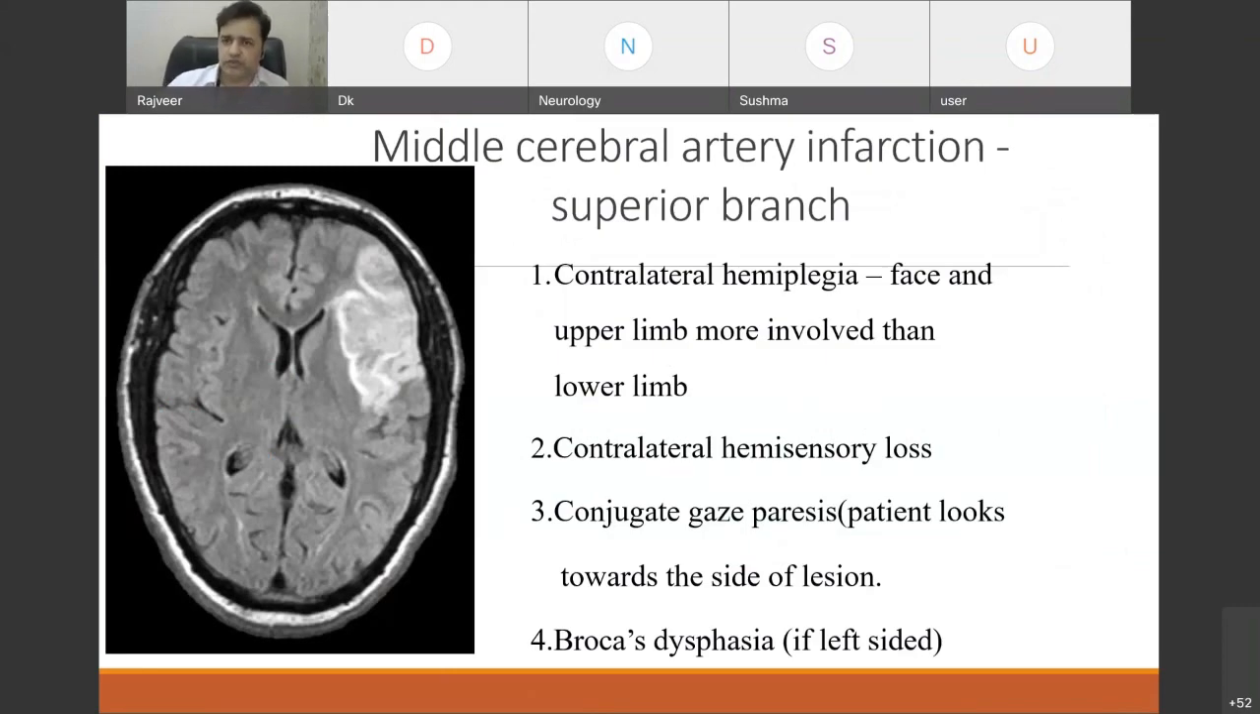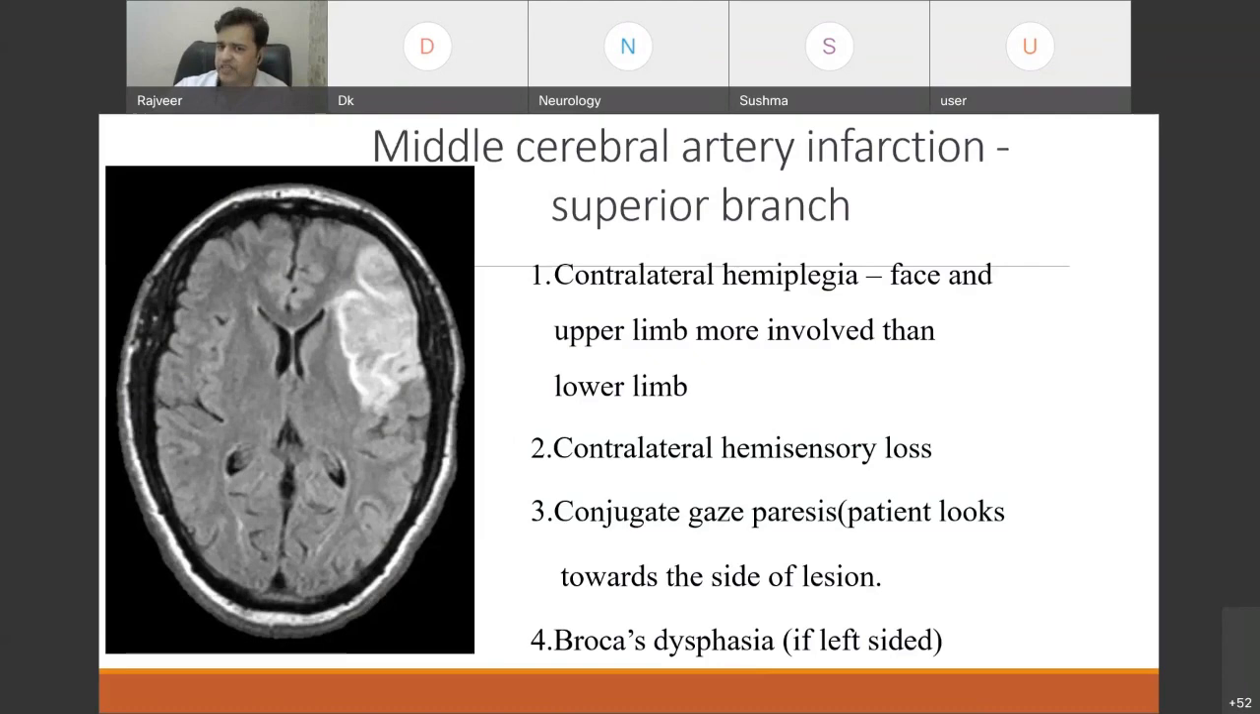So first coming to middle cerebral artery infarction. In the middle cerebral artery, there is a stem and then there are two divisions, superior and inferior division. So if there is a clot in the superior division, what will be the presentation? The patient will present with contralateral hemiplegia because it supplies the motor cortex.